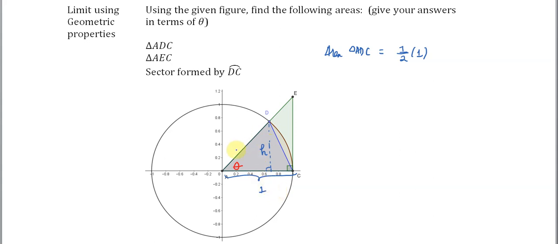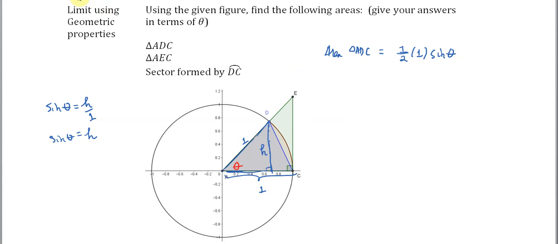Now you see here that this height is a side length of another smaller right triangle, this one here. So we can say, I'll write on the side here, sine of theta is equal to h over 1, which is just equal to h. So h is equal to sine of theta, and that's the height of the blue triangle. So the area is 1/2 sine of theta.